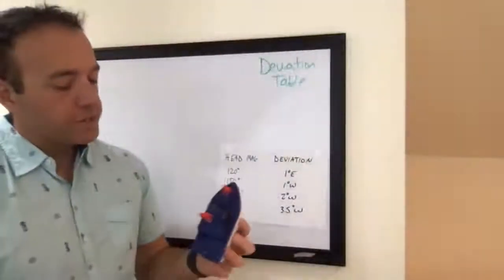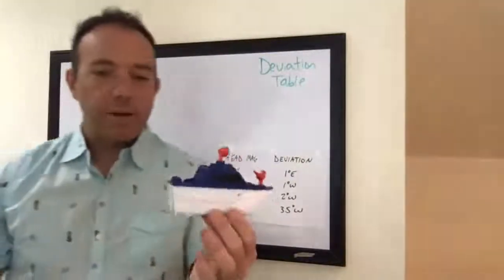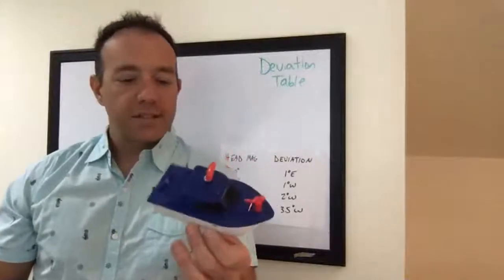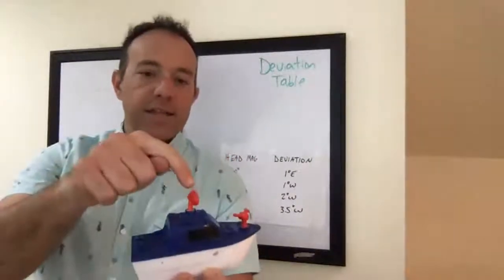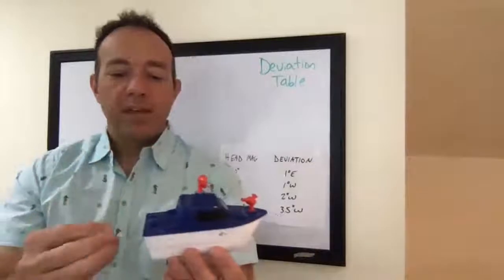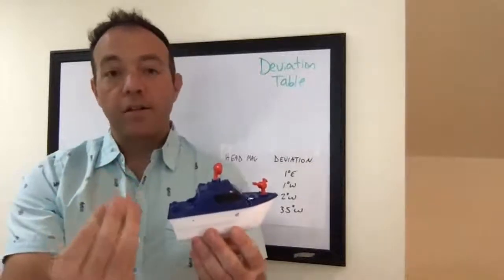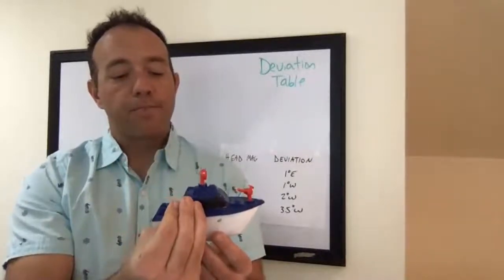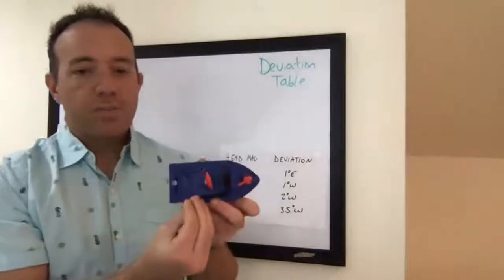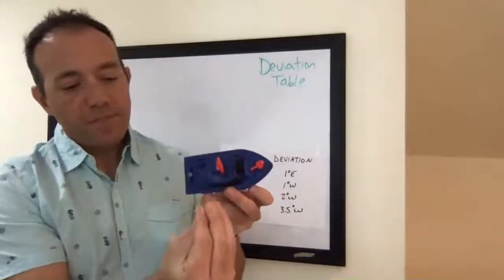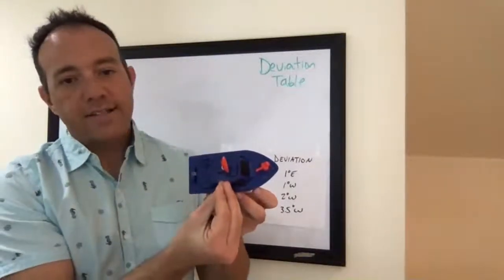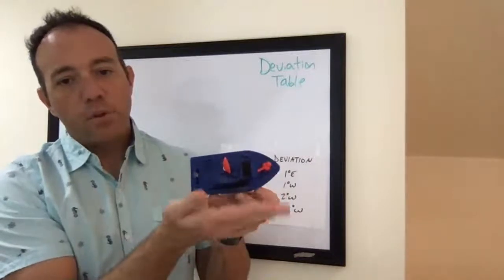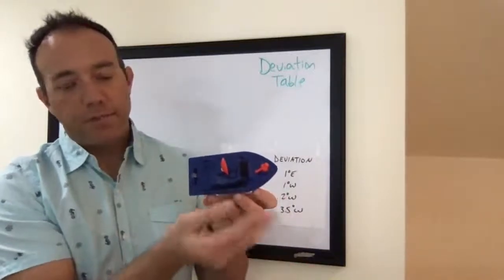Now, one thing about deviation is, let's think about this boat. It's all plastic, which it is in real life. Let's say this is the compass here in the middle, and then there's some little block of metal that we're going to introduce into this boat. If the ship is pointing in this direction, and the block of metal is right here, right next to the compass, the compass is going to get pulled a little bit this way.